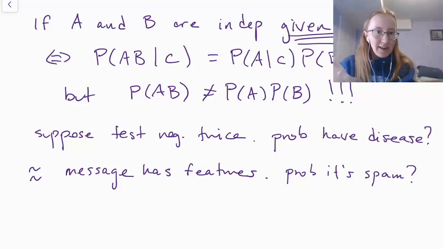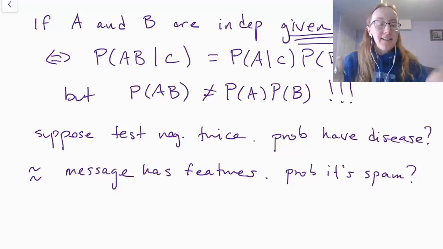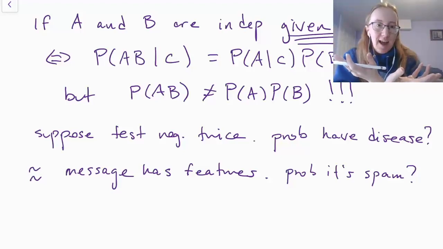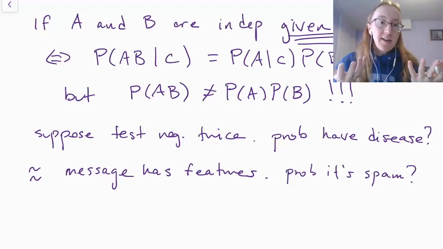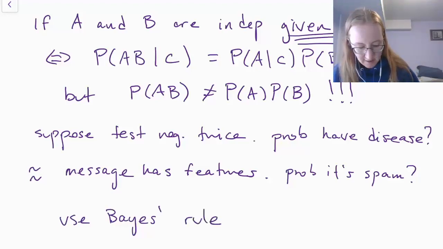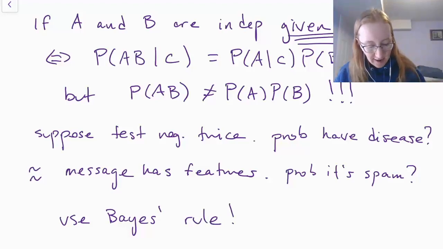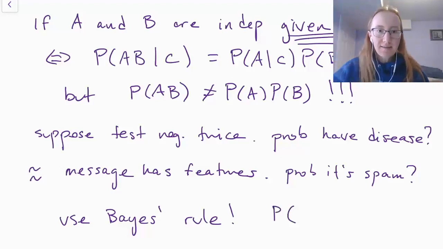Given we have these two negative test results, what's the probability we have the disease? Or equivalently, given the message has these features, what's the probability it's spam? So for that, you want to use Bayes' rule because we have information about test results given disease status, and what we want is results about disease status given test results. And anytime you want to swap the direction of the conditioning, that's where you use Bayes' rule. So I'm just gonna leave it there. Again, not factorial, because that's what's gonna let you calculate the probability of having the disease.